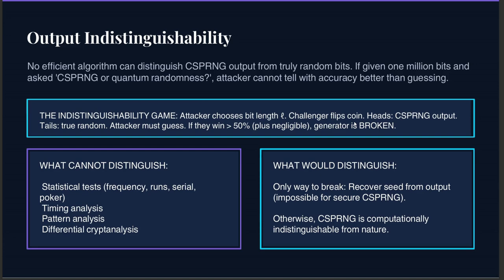The attacker chooses a desired bit length, then the challenger secretly flips a coin. If the coin is heads, the challenger gives CSPRNG output. If the coin is tails, the challenger gives truly random bits. Now the attacker analyzes the sequence and tries guessing the source. If the attacker consistently guesses correctly better than random chance, the generator is considered broken.